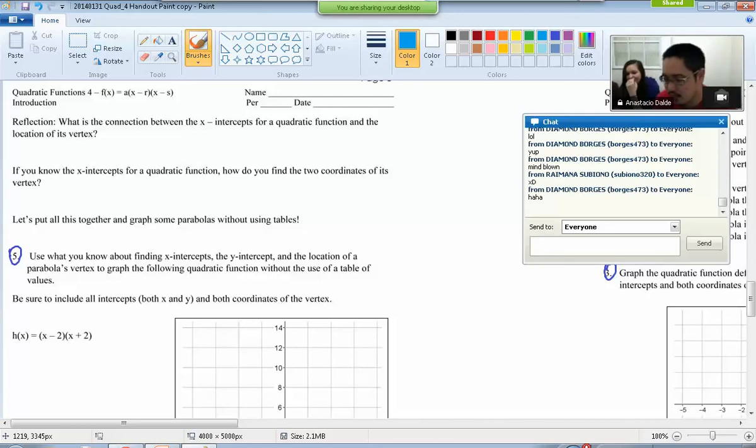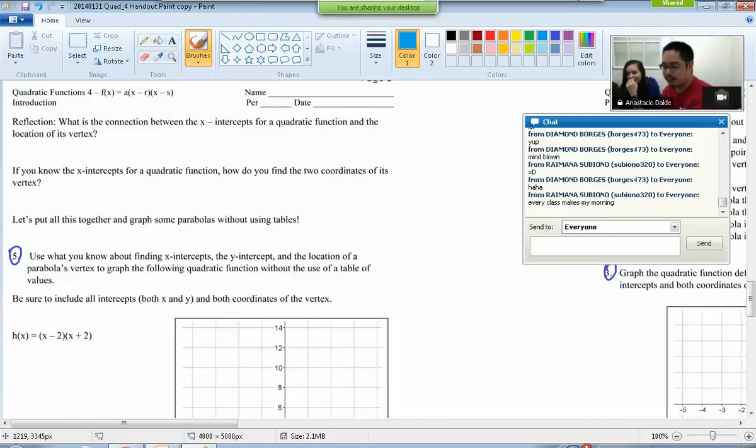Reflection. What is the connection between the x-intercepts for the quadratic function and the location of its vertex? Didn't we just do that? Yes, I know. I'm just reading the question as is. What is your answer? By the way, this is also from your homework. In the middle. It's in the middle. Two. I like it. If you know the x-intercepts of the quadratic function, how do you find the 2 coordinates of its vertex?